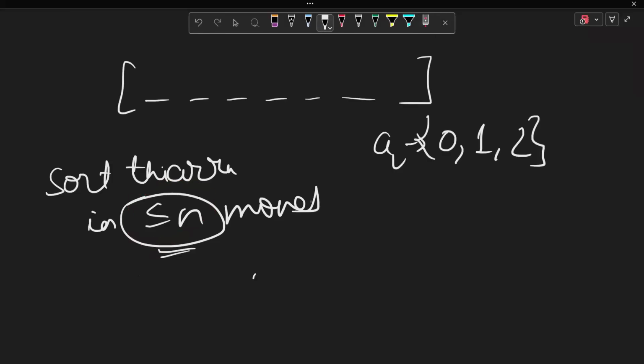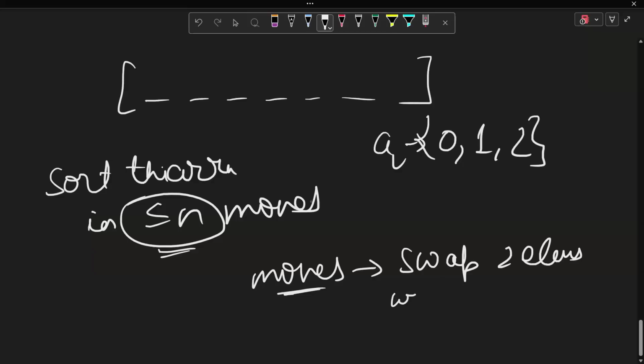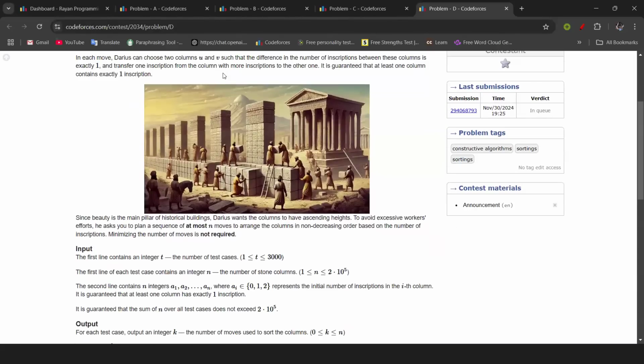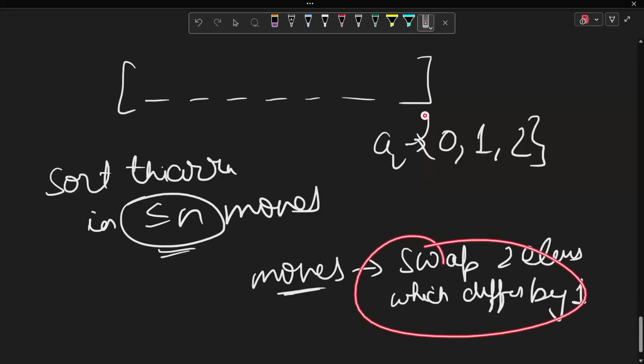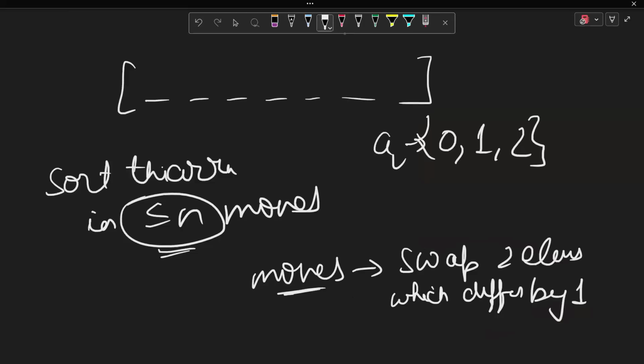And what are the moves? The moves means that you can basically swap two elements which differ by one. That's what we can understand by reading these statements. It just means that you can swap two elements which differ by exactly one. Now, if you have only 0, 1, and 2, what swaps can you do? You can swap a 0 and a 1. You can swap a 1 and a 2. But you cannot swap a 0 and a 2 because they differ by 2.